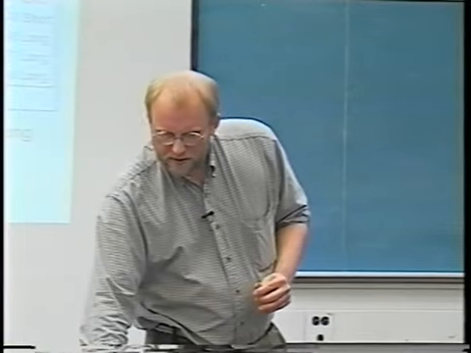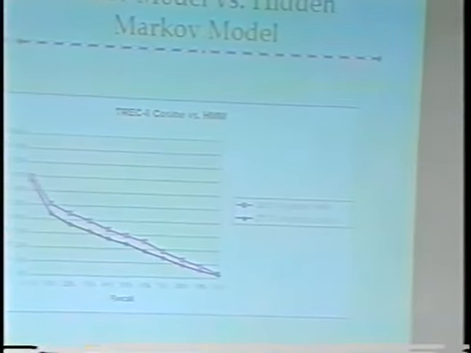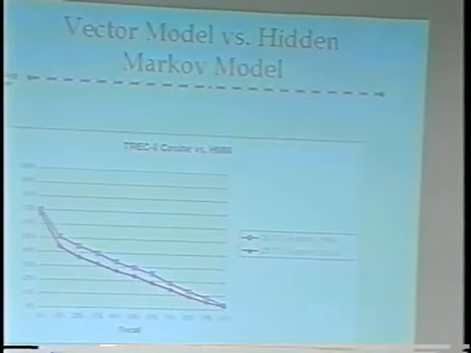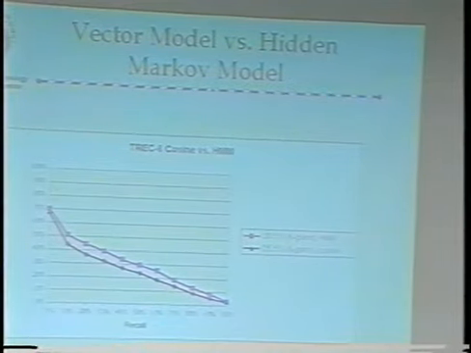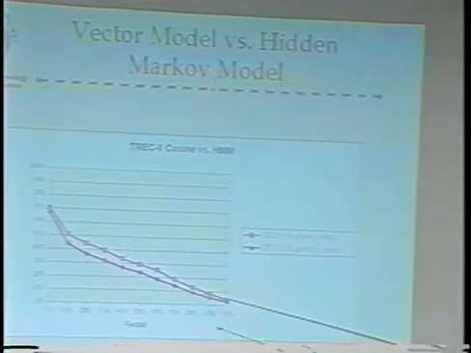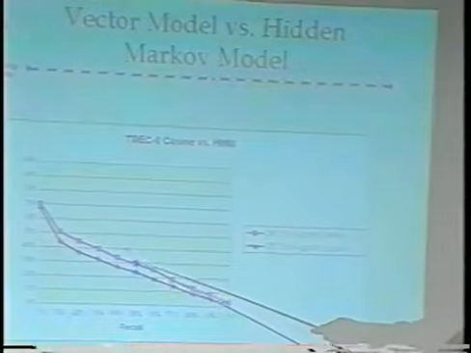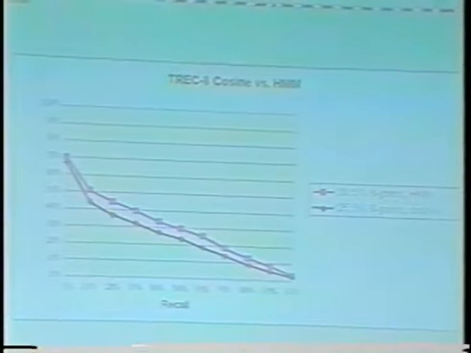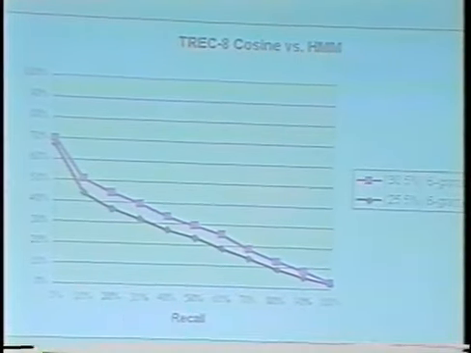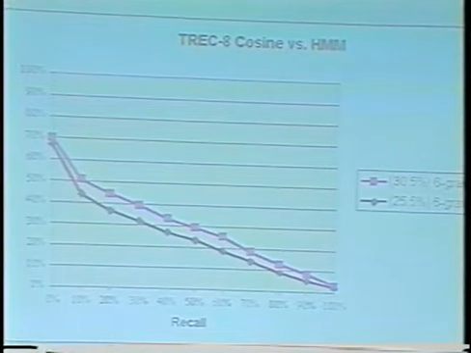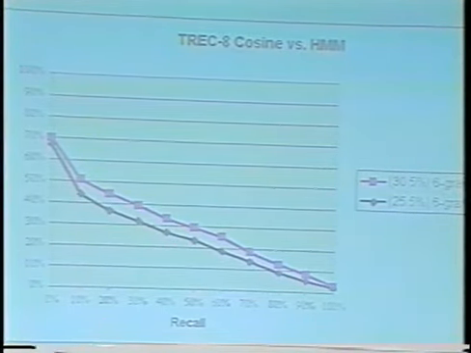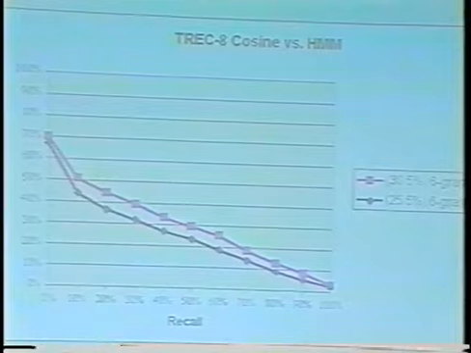Let me skip this. So that's one question. What's better, words or n-grams? We also compared the cosine measure against this hidden Markov probabilistic measure. And we have always found a significant outperformance by the hidden Markov model over the cosine model. Now there are still very, very good systems that use a cosine model.